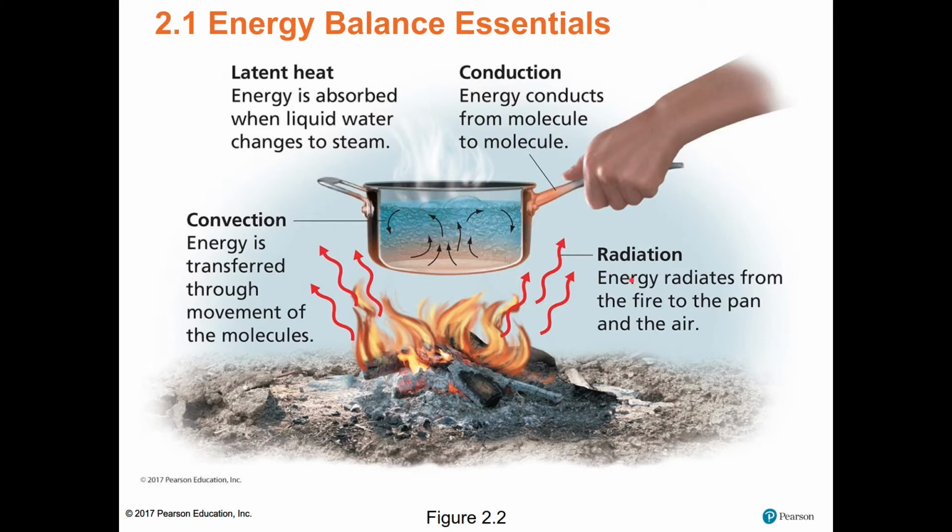So that's radiation, conduction, and convection. Latent heat is the energy absorbed when liquid water evaporates. It's the energy released when water vapor condenses. And it takes an enormous amount of energy to evaporate water. We'll talk about that later. But latent heat is huge. It's a huge mechanism of heat transfer from the tropics to the poles.